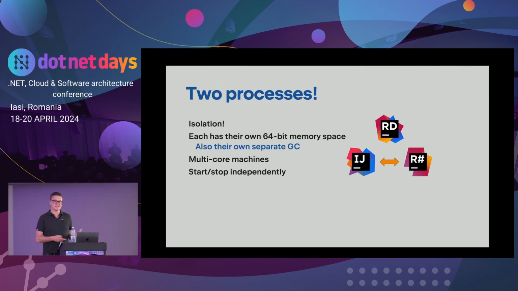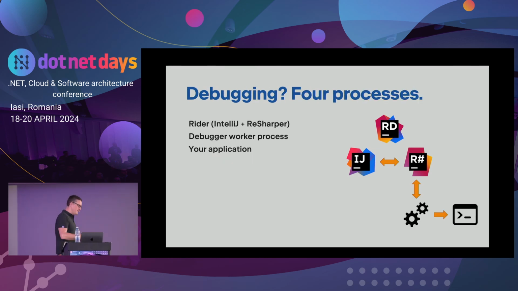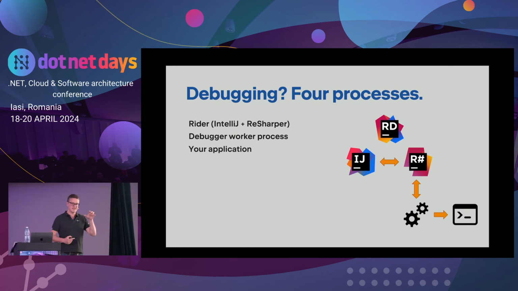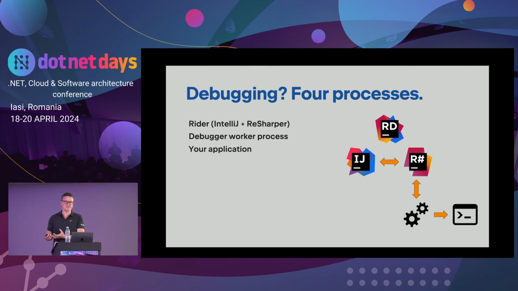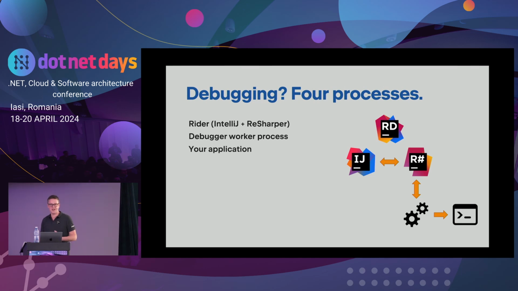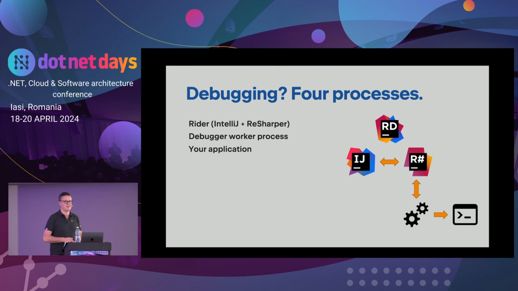And again, we can start and stop those processes independently from one another. If you are debugging your C# projects in Rider, you have Rider itself, which is the IntelliJ process and the ReSharper process. You are launching your own application, which is a process in itself. And we are also launching yet another process, which is our debugger worker process that listens and works with the debugger interface in .NET in your application, but also pushes data into the view model through the ReSharper side of things. So if you're debugging, you have 4 processes running, working with your application.